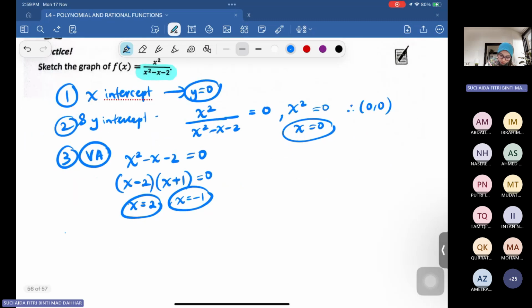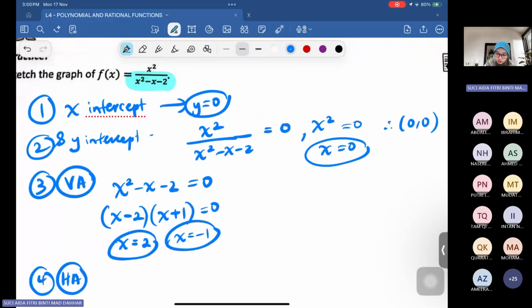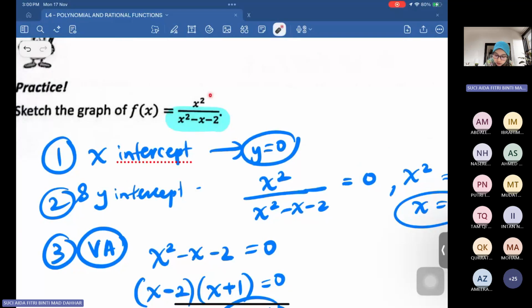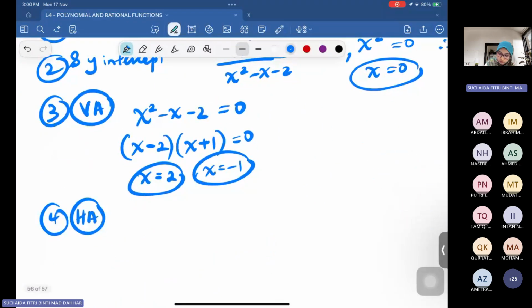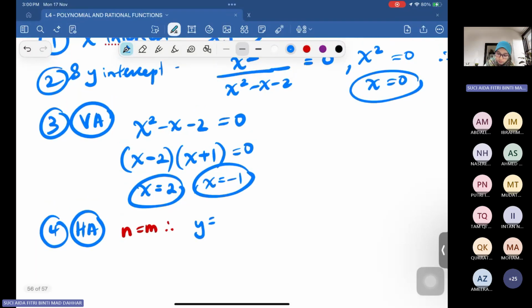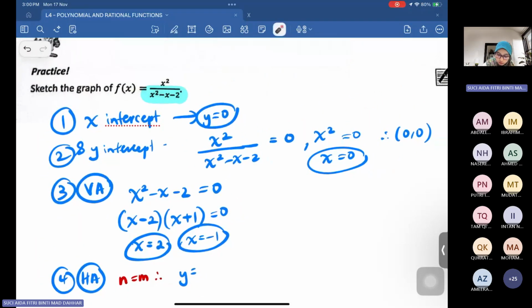Okay, step number 4 is to find horizontal asymptote. Find horizontal asymptote using the rule. Look at the highest power on the top. It is power 2. And the highest power in the bottom is also power 2. So when you have the same power, what do we do? When your n is equal to m, what do we get? The y will be equal to the leading coefficient in the front.